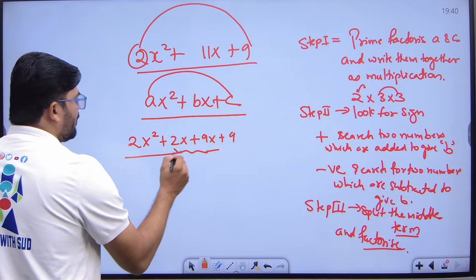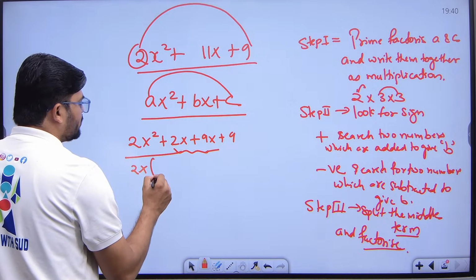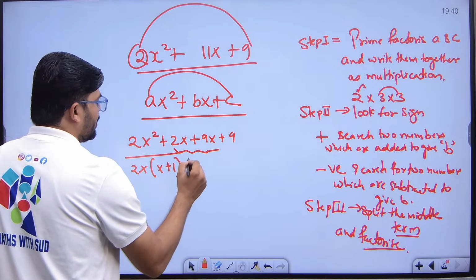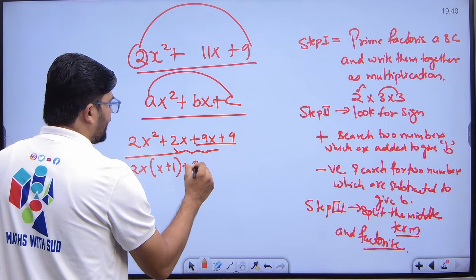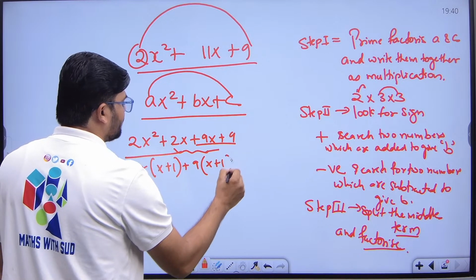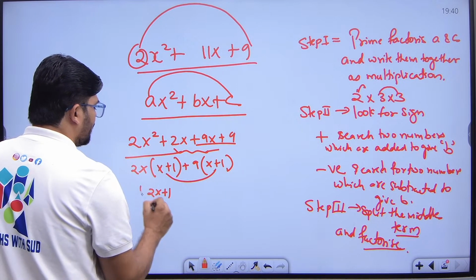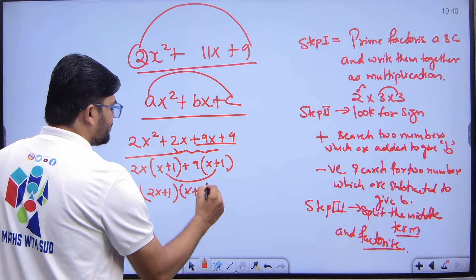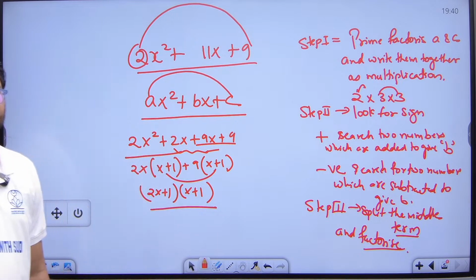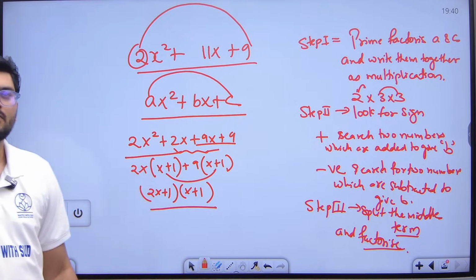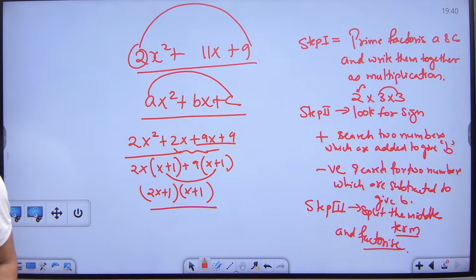Now I will take common from these two terms. So I will take 2x common. I will get x plus 1. Now from these two terms again I can take 9 common. So I will get x plus 1. Now between these two terms I will get 2x plus 9 into x plus 1. This is my answer. Understood now? Yes. Please write it down and then we will move on to the next question.